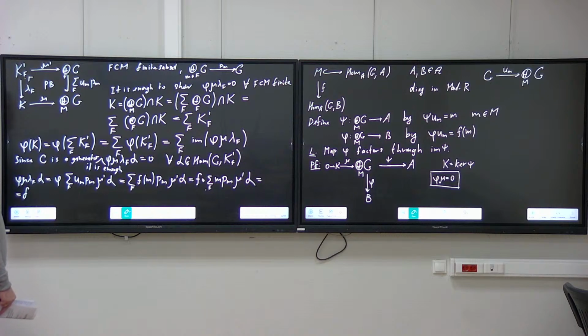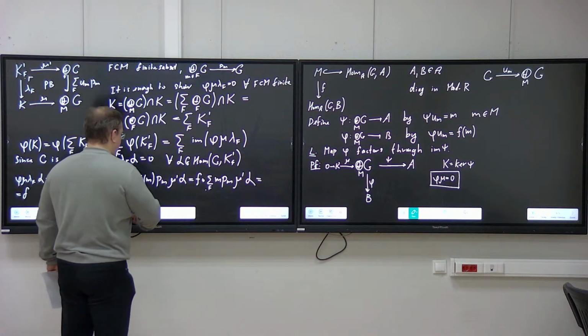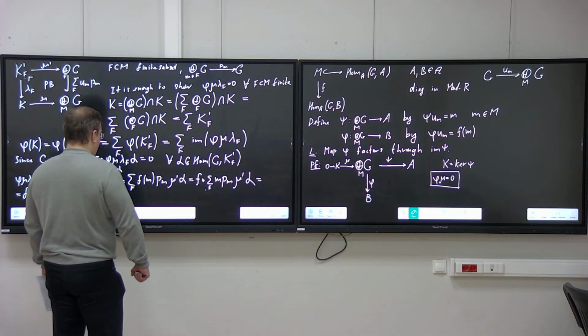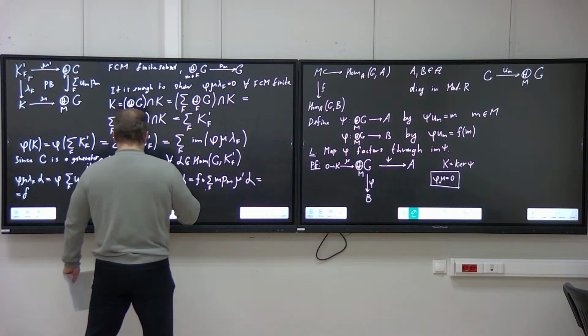Yeah, so let's think about it. Again, alpha is from the G to the K prime, so this whole sum is the map from the G to the A, right? Yes. Yeah. So maybe instead of writing the composition, I can write something where I apply this.